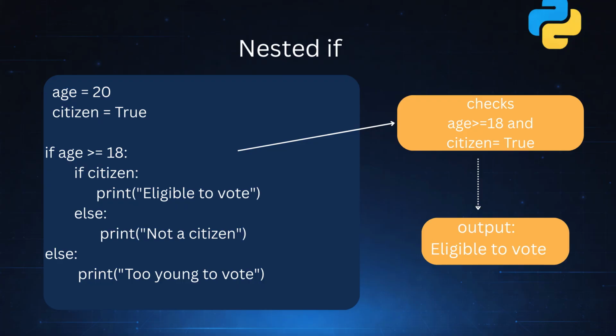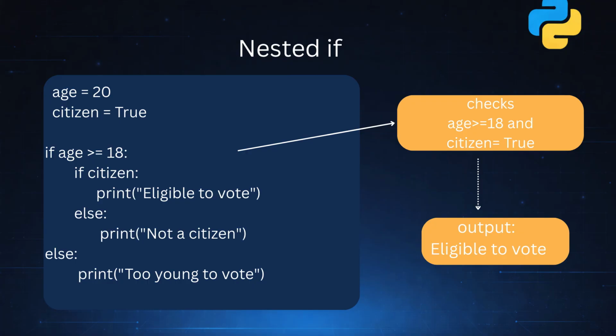Now let's understand a nested if statement. Here, we check two conditions, age and citizenship. First, Python checks if the age is greater than or equal to 18. If this condition is true, Python then checks another condition inside it. This inner condition checks whether the person is a citizen. If both conditions are true, the program prints "eligible to vote". If the person is 18 or older but not a citizen, it prints "not a citizen".